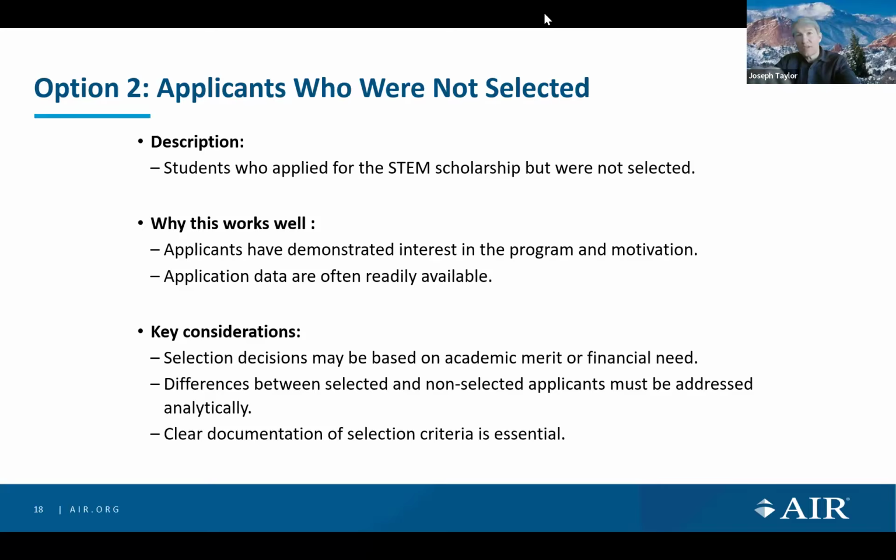Key considerations here would include the fact that we may not know whether these students met the eligibility requirements, and if the reasons for not getting the scholarship were related to factors that are correlated with outcomes, such as academic merit, financial need. So if that were the case, then we would potentially have problematic differences in characteristics between treatment and comparison groups that would need to be addressed. Bottom line here is that the differences between the selected and non-selected applicants should be addressed analytically, and clear documentation of the selection criteria is essential so that the differences can be addressed in the downstream design or analysis strategies.